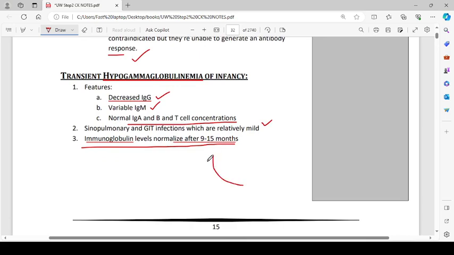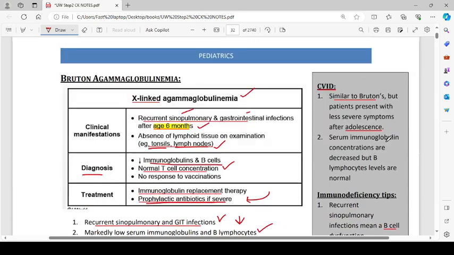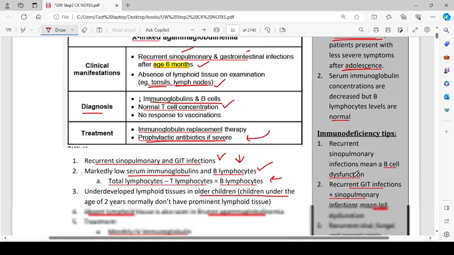They will normalize after the age of 9 to 15 months. Here you can see common variable immunodeficiency. It is similar to Bruton, but the patients present with less severe symptoms after adolescence. Serum immunoglobulin concentrations are decreased, but the B lymphocyte levels are normal.